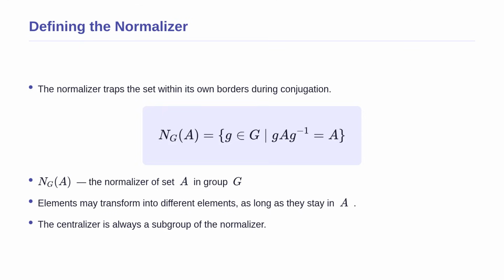Let us define this looser club mathematically. The normalizer of a set A is written as N_G(A). It contains all elements g in G such that conjugating the entire set A by g returns the exact same set A. Unlike the centralizer, which forces every single element to stay exactly the same, the normalizer only requires that the elements land somewhere inside the original borders. If the set A grows larger, the normalizer has more room to shuffle elements around. Because the centralizer requires strict point-wise fixing, every element in the centralizer automatically qualifies for the normalizer.